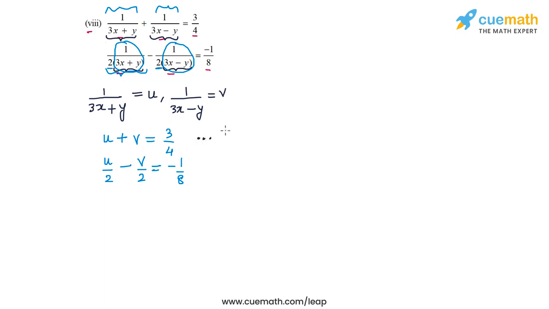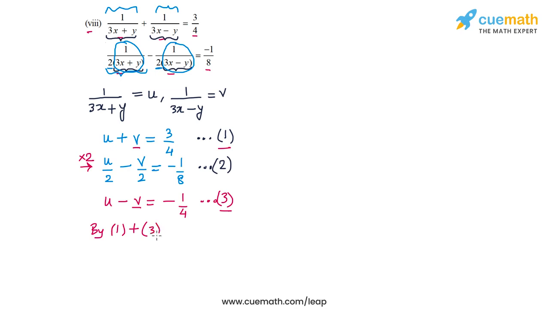So let's label them 1 and 2, and both of these are linear equations in u and v. Now to solve this, let's use elimination. What we can do is multiply the second equation by 2, because that will generate the equation u minus v equal to minus 1 by 4, and now I can use this equation, let's call it 3, with equation 1. I can add 1 and 3, and that will eliminate the variable v. So let's do 1 plus 3.